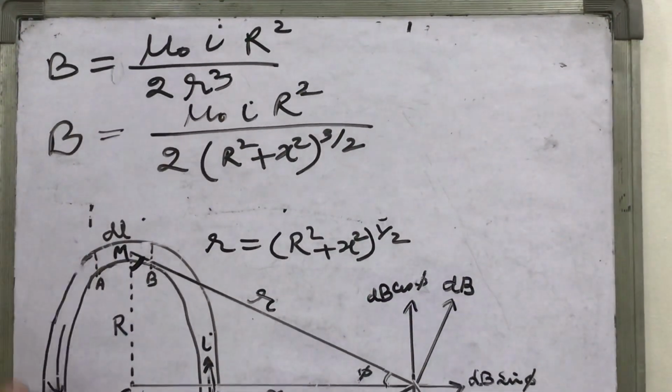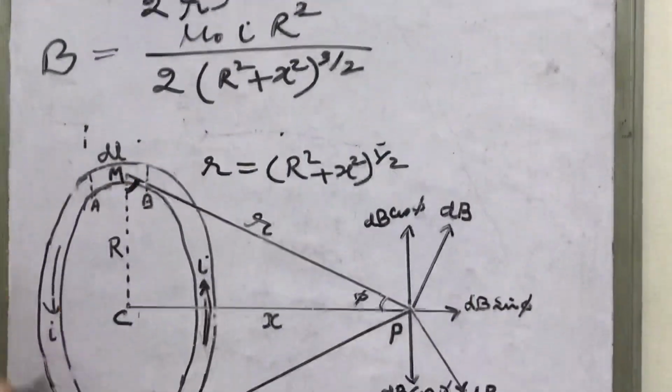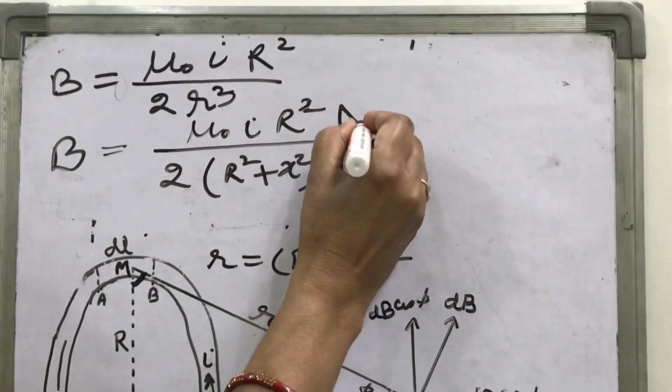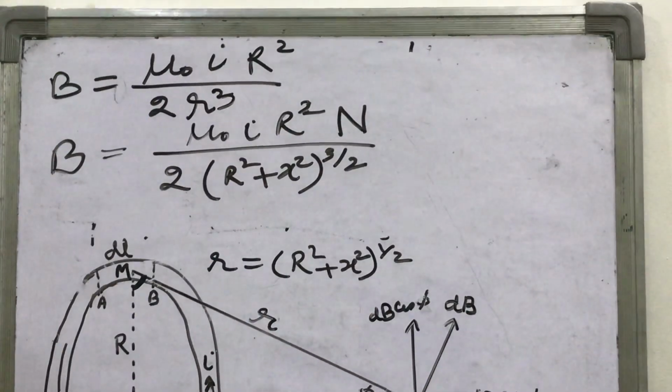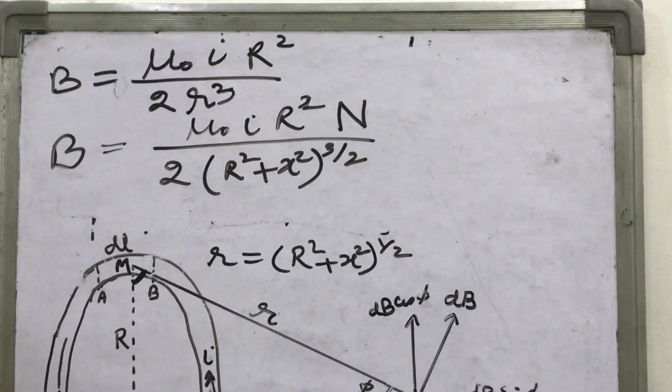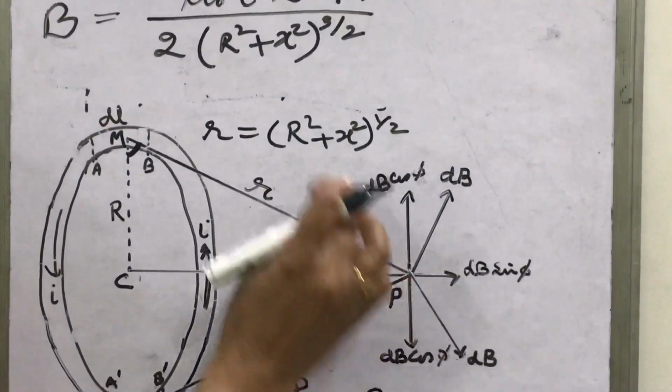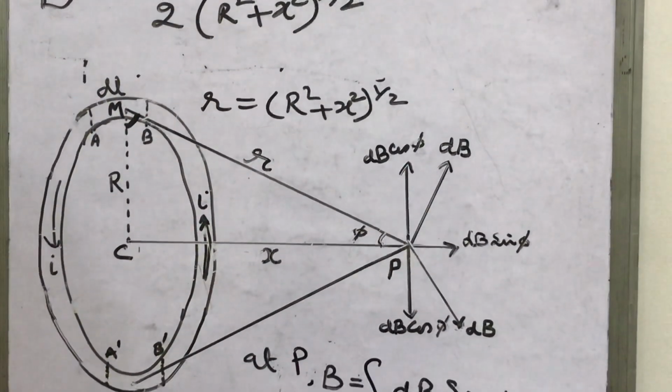If there are n turns in the circular coil, multiply it by n. So for n number of turns, you will get this expression of magnetic field. What is x? At the distance x from the center, this is the magnetic field.